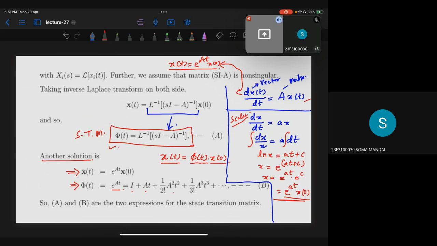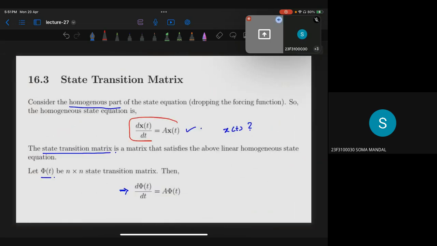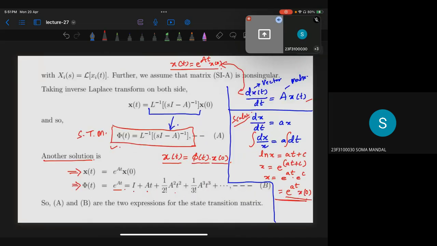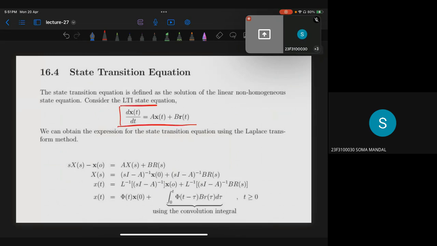Okay. So now we have started with this equation, homogeneous without input, and we got that state transition matrix. Now let us start with the full equation. Given the state equation: x dot is equal to Ax plus Br, y is equal to Cx plus Dr. So this is called the state equation, and this is the output equation. We are considering the state equation.